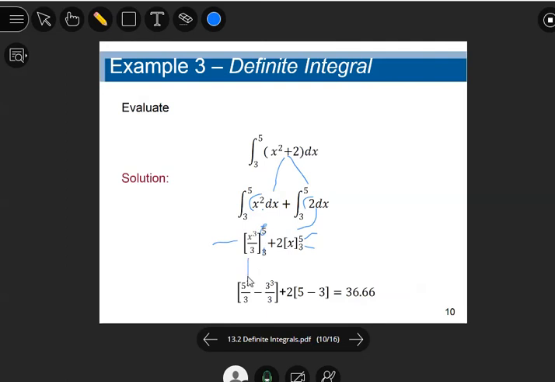Then substitute first your upper limit into here. So it is 5 to the power 3 divided by 3. Then substitute your lower limit. It is 3 to the power 3 divided by 3. Then take the difference and do the same for this one. Upper limit is 5 and lower limit is 3. Here the difference is 2. Then by using numerical calculations with a calculator, your final answer is this one.